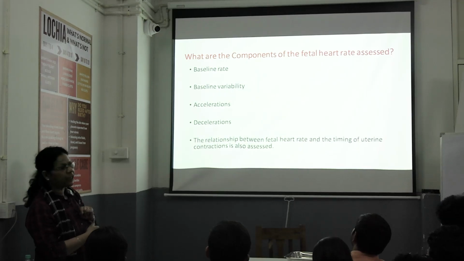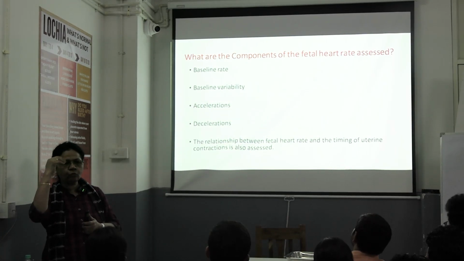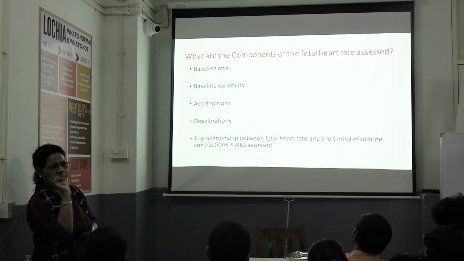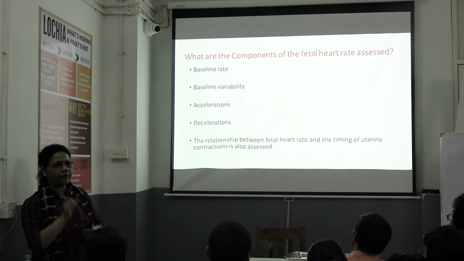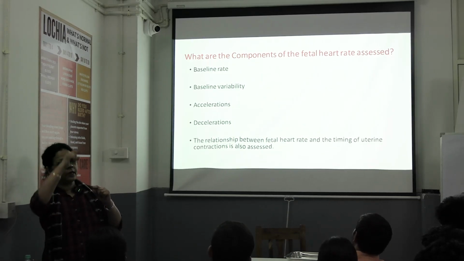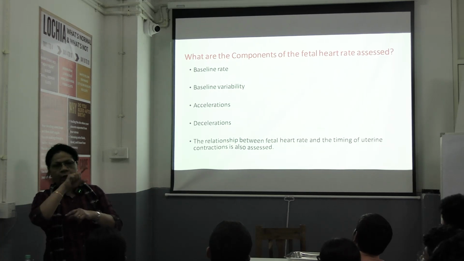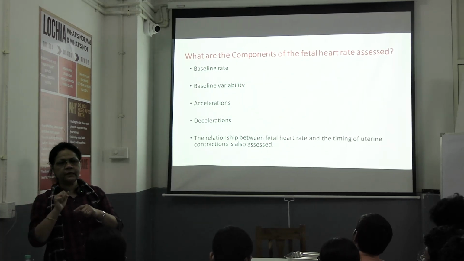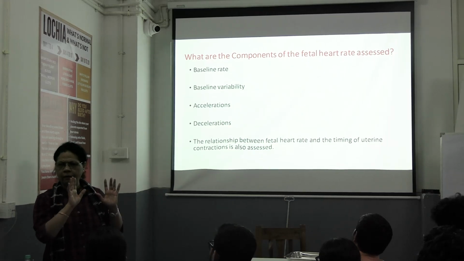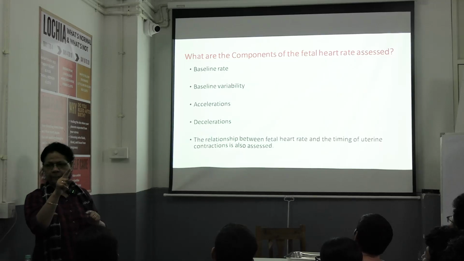Then the baseline variability, that is the heart rate changes. It has a 5 to 25 beats per minute variability. This is the normal variability. What do you mean by variability? The changes in the heart rate have a connection with the neurotransmitters, the baroreceptors, the chemoreceptors. So if the variability is present, you can say that the fetus is well, because the coordination is working well.